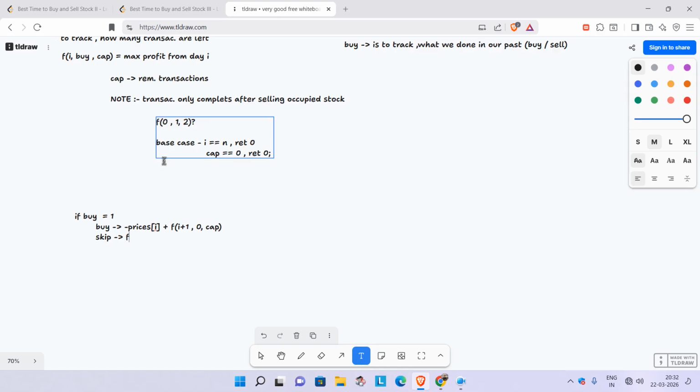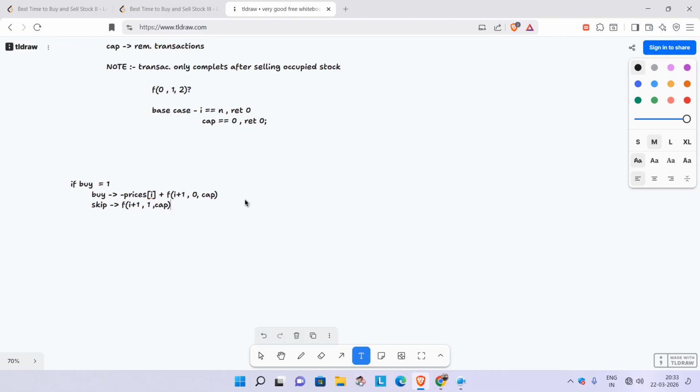And if we don't want to buy, we simply skip. What's the meaning of skip? Simply call for another index, the status remains the same, and the capacity remains the same. Okay, so this is the meaning. And we take the maximum of the two.